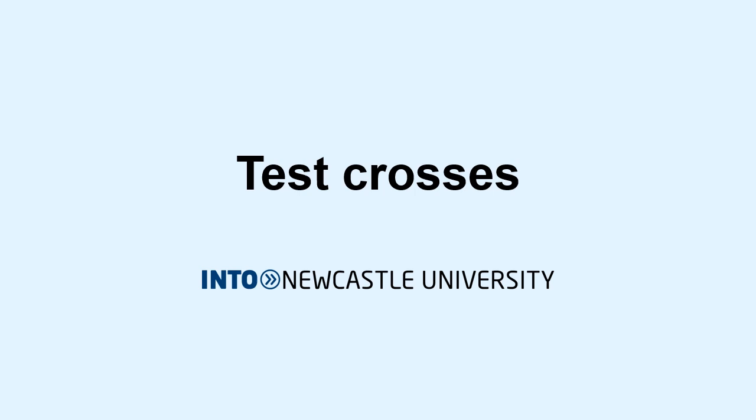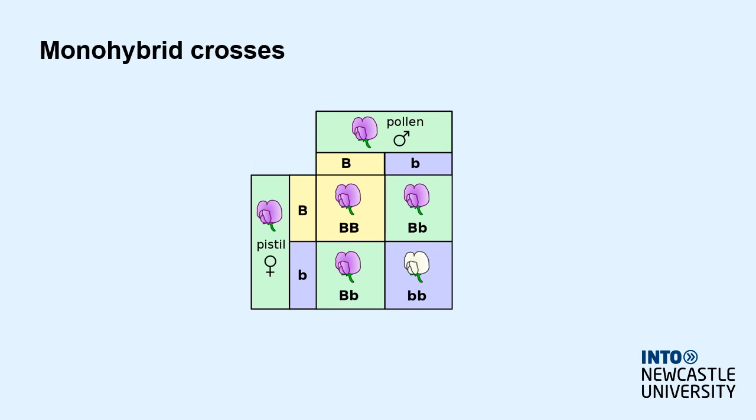In this short video, we are going to talk about test crosses. So what we've got here is a lovely monohybrid cross that we talked about in our previous video. If you haven't watched that yet, you must go back and watch it. If we look at this example, a simple dominant-recessive inheritance pattern, we've got big B being dominant over little b, and big B is a purple colour flower, and little b is white, like this.